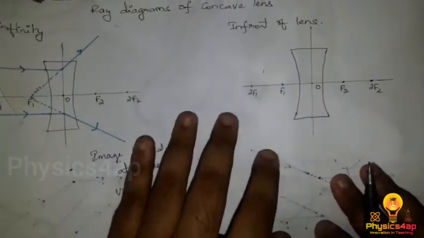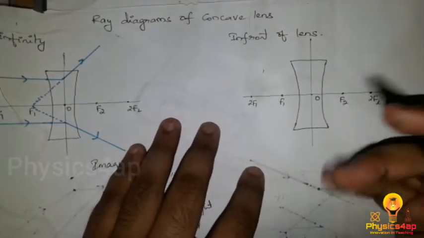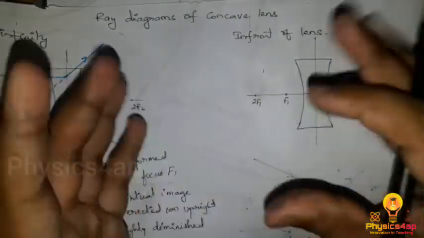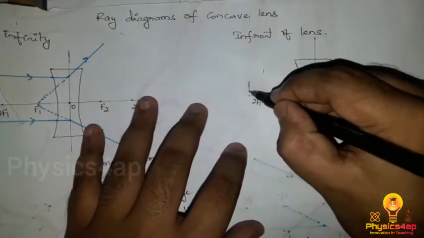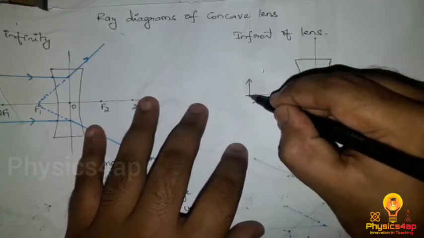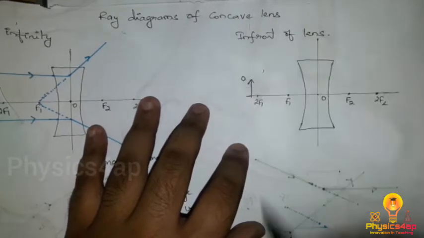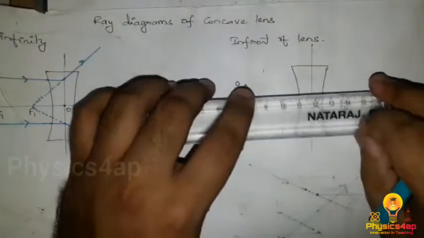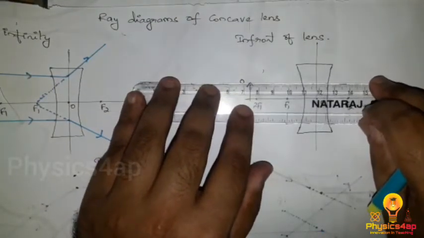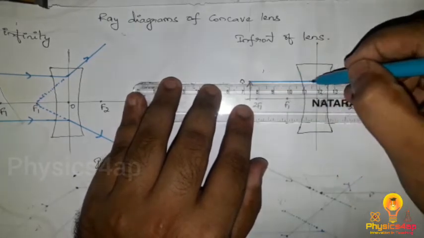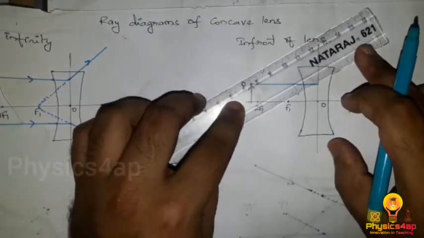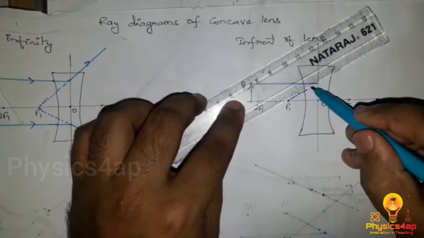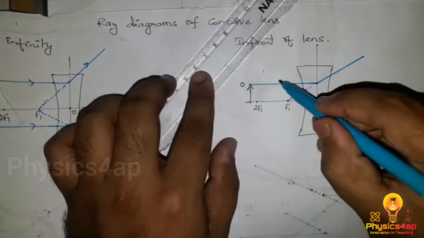And the second is when the object is placed in front of the lens. In front of the lens you can keep it anywhere, at f1 or 2f1, wherever you want. I'm going to place it here. So this is the object. Here also we have to draw the two rays based upon the rules. The first ray passes parallel to the principal axis and gets diverged, appearing to come from f1. This is the first ray.